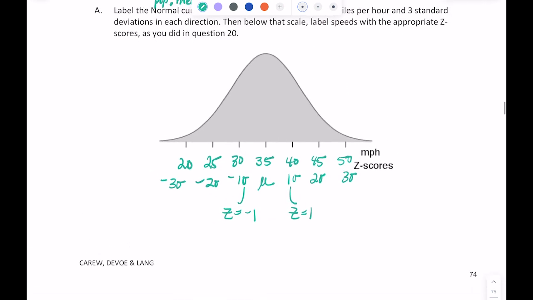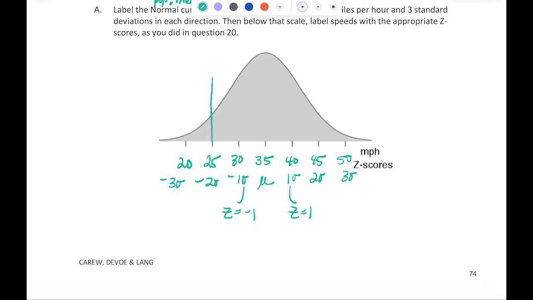So think of this right here as our 25, and I'm going to put a little flag right here. We want the probability that any car randomly selected, right? So any car would have an equal chance of being chosen, that car is traveling below 25 miles per hour. So I need to use my empirical rule to figure that out.